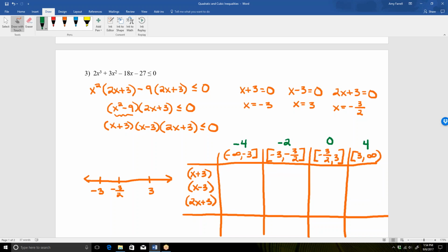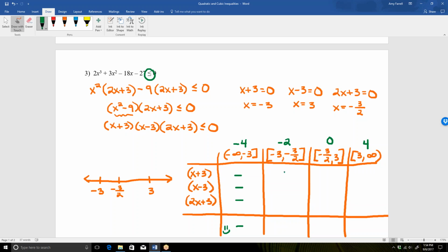When I plug -4 into the first factor, I get a negative result. When I plug it into the second factor, I get a negative result. And when I plug it into the third factor, I get a negative result. A negative times a negative times a negative is negative. Now, I'll put a little smiley face here. This is good because my inequality symbol is a less than or equal to. So I am looking for a negative result or a result of 0, which happens at these 3 numbers.